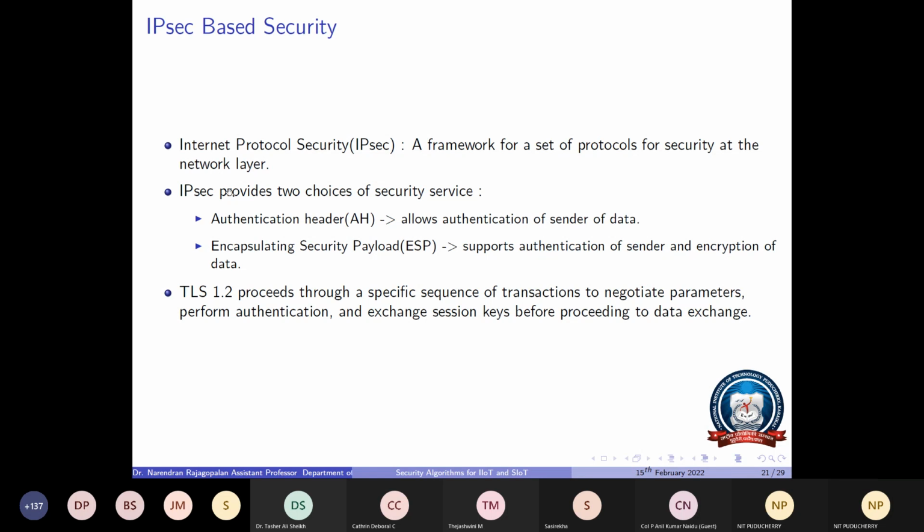Basically, IP security provides you with two choices of security service. One is called the authentication header, which just authenticates the sender of the data. The other one is encapsulating security payload, ESP, which does the authentication of the sender and also encryption of data. So if you want it to be lightweight and you do not have the computation or processing ability, then you can go for an authentication header type. If the data that you are transferring is very sensitive, and also the processing capability that you have is good enough, then you can go for encapsulating security payload, ESP.